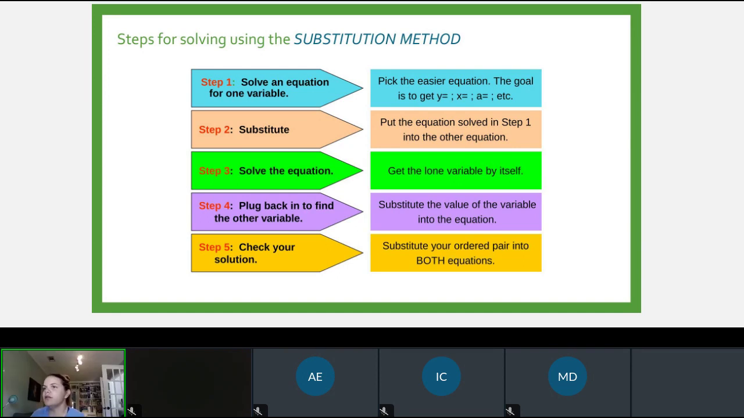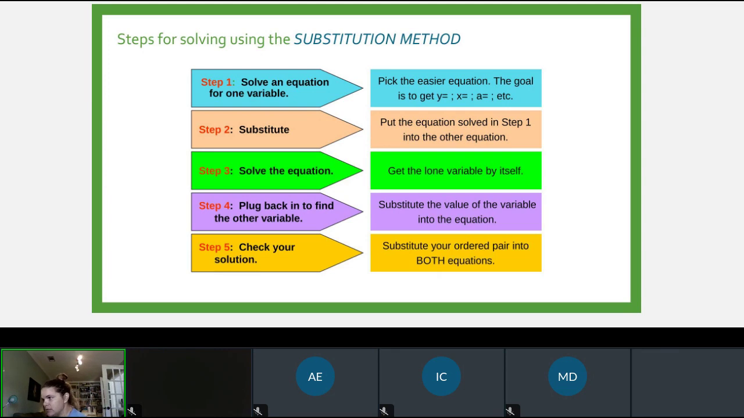Step 1 is going to be to solve an equation for one variable. My advice to you is to pick the easier equation. Sometimes we'll already have one of the equations solved for a variable. Like in the previous one, y was already by itself. In that case, step 1 is done. Then step 2 is where we're going to actually substitute. We're going to put the equation we solved for in step 1, and plug that piece into the other equation.